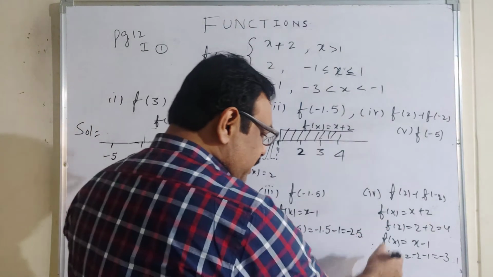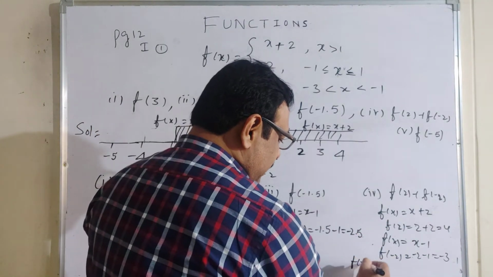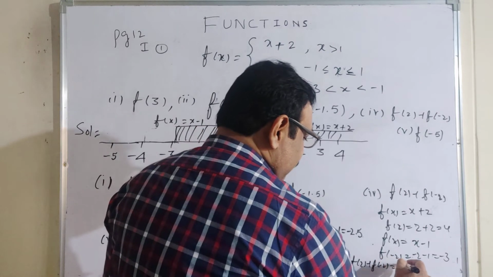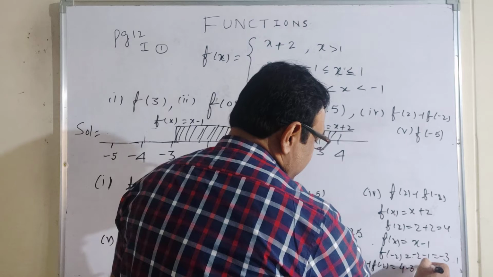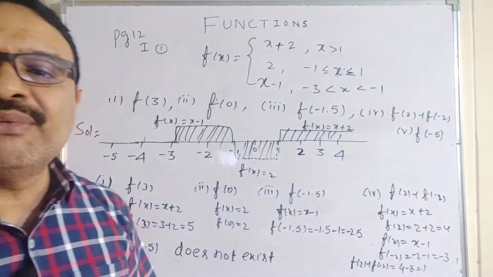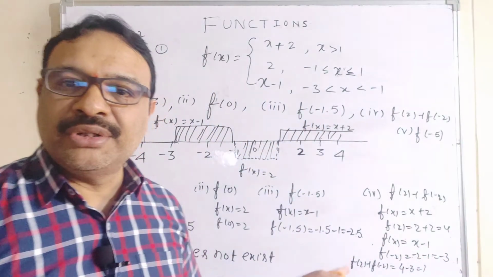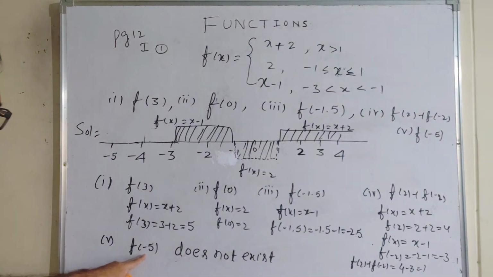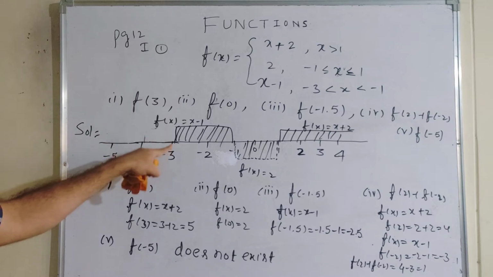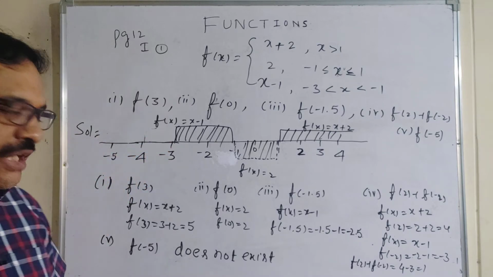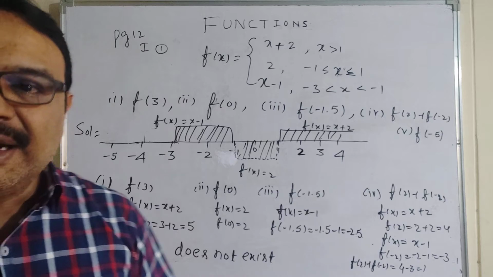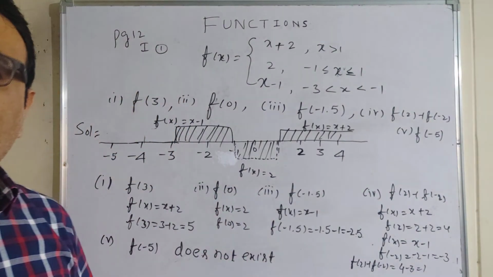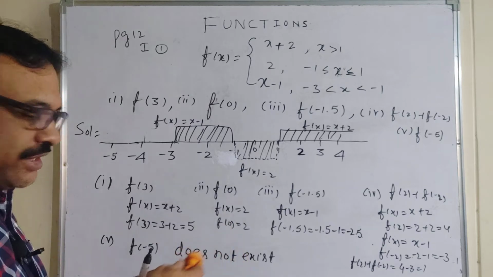So, if I add these two values, you are getting f of 2 plus f of minus 2. Now the value is nothing but 4 minus 3, that is going to be the value of 1. Now I hope that you understood this point. Now the last one is f of minus 5. On minus 5, no function is defined. So f of minus 5 does not exist, and this you need to remember. Right. I hope that you understood this functionality part.